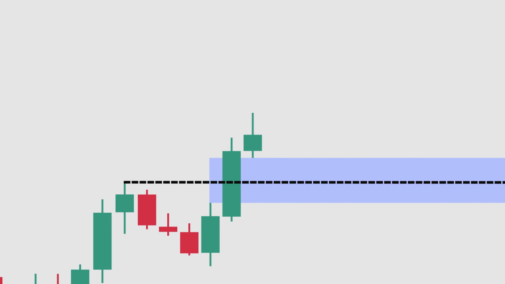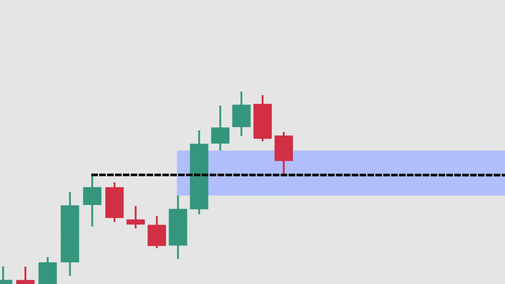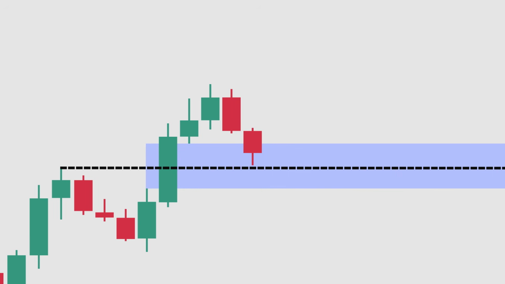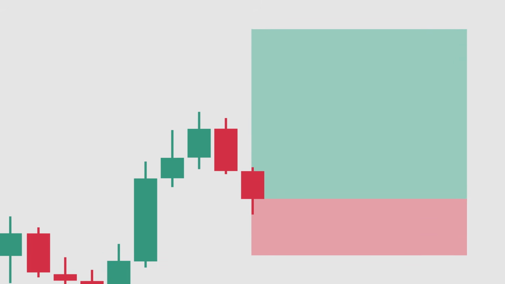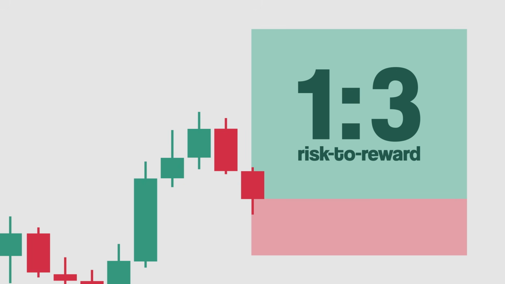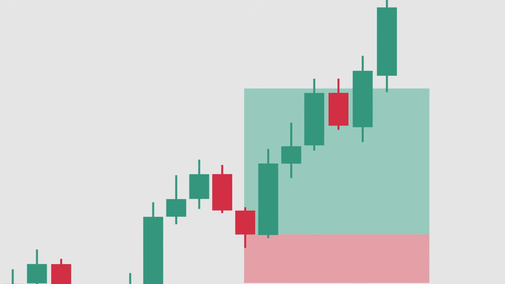And here's how to execute this trade properly. As soon as price pulls back into the fair value gap, we look for a long entry inside that zone. We place the stop loss slightly below the fair value gap, and we set the take profit at 3 times the stop loss distance. That gives us a 1 to 3 risk to reward. And after the entry, we simply let price do its job.